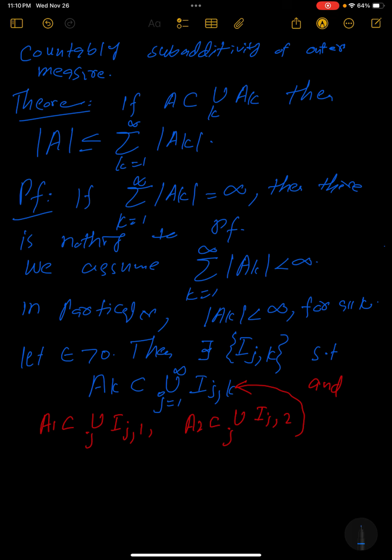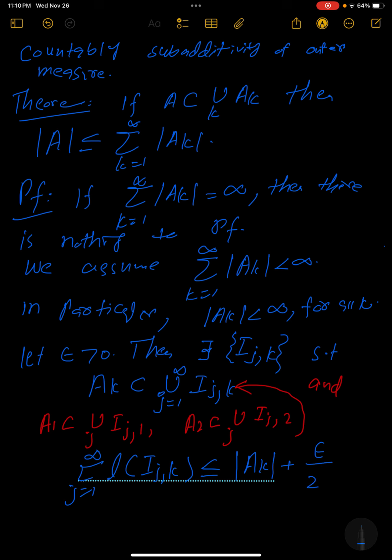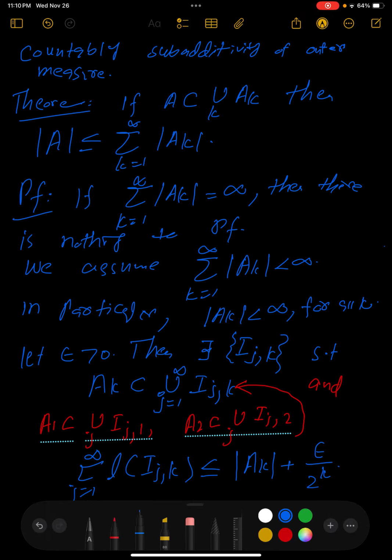But we want one more condition, and that is that the sum over j equal to 1 up to infinity of the lengths of all those intervals should be less than or equal to the outer measure of Ak plus epsilon divided by 2^k. We just assume that, because that is going to help us. So if we have this inequality, then from there we can easily move on.